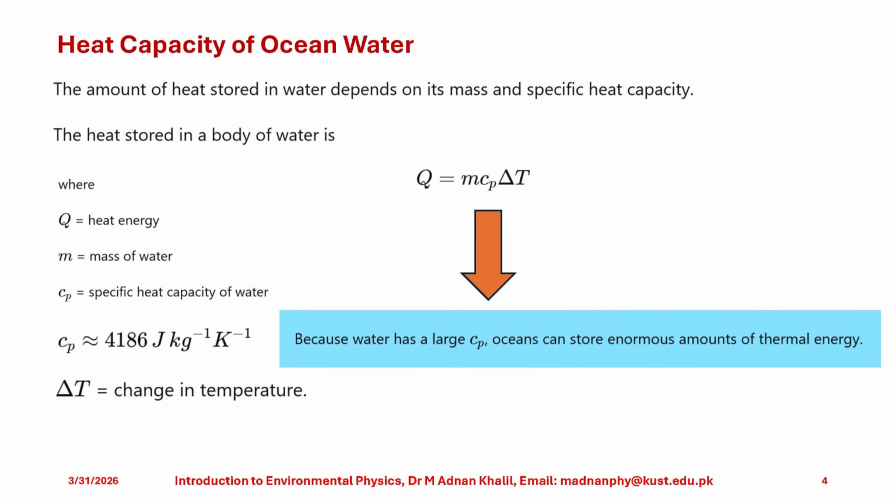Now we come to the idea of heat capacity. The equation shown here is Q = m c_p ΔT. This tells us how much heat energy is required to change the temperature of a substance. Here Q is the heat absorbed, m is the mass of water, c_p is the specific heat capacity, and ΔT is the temperature change. For water, the value of c_p is quite large, around 4000 joules per kilogram per Kelvin. And this is the key reason oceans can store enormous amounts of thermal energy. Even a small rise in ocean temperature corresponds to a very large amount of heat stored.